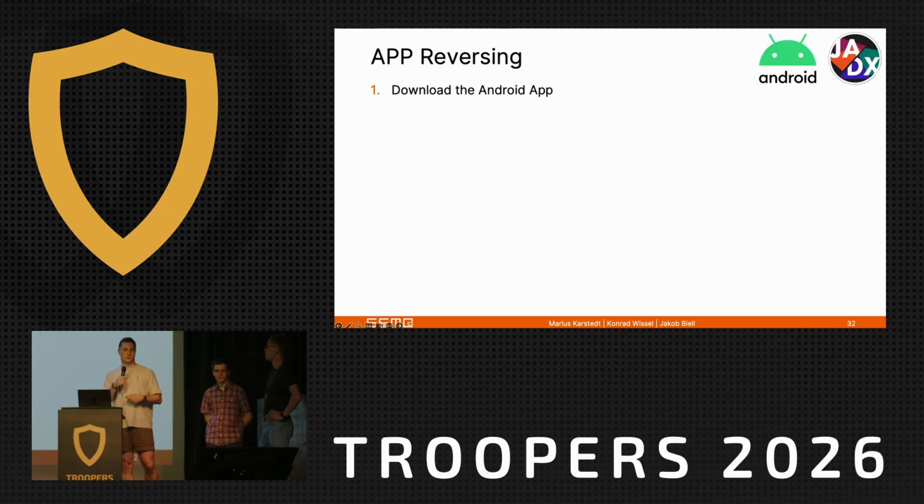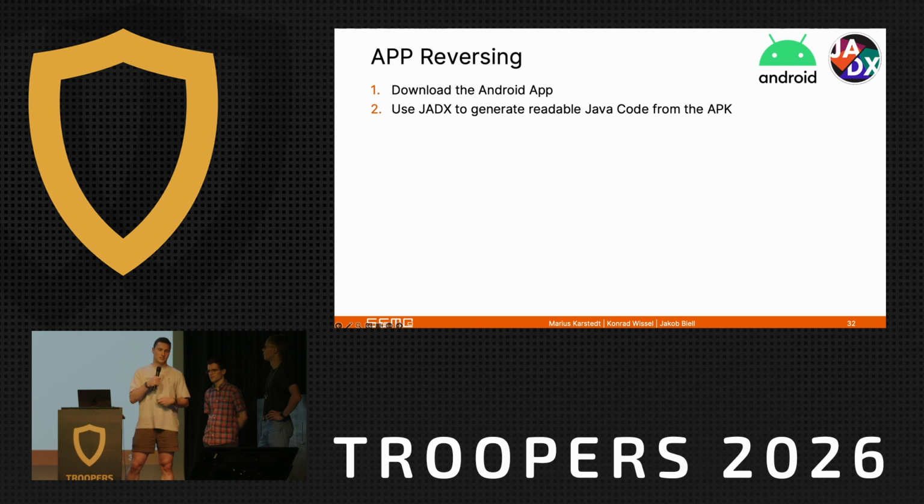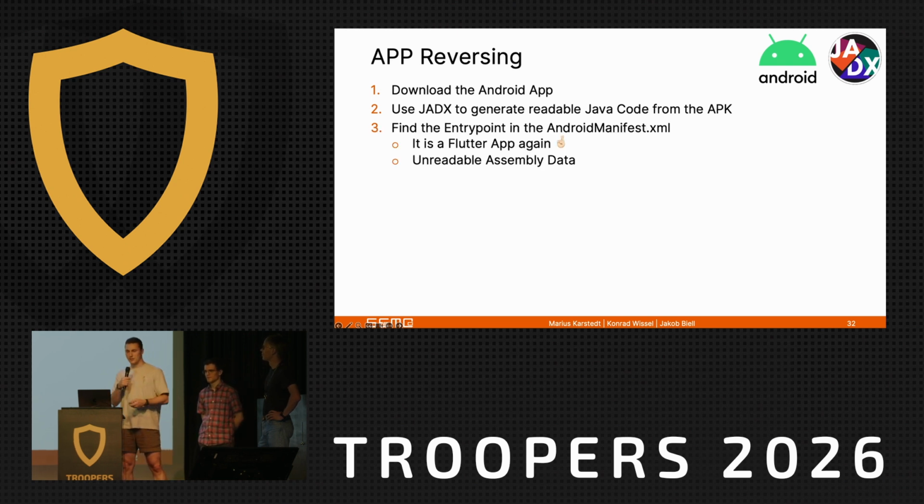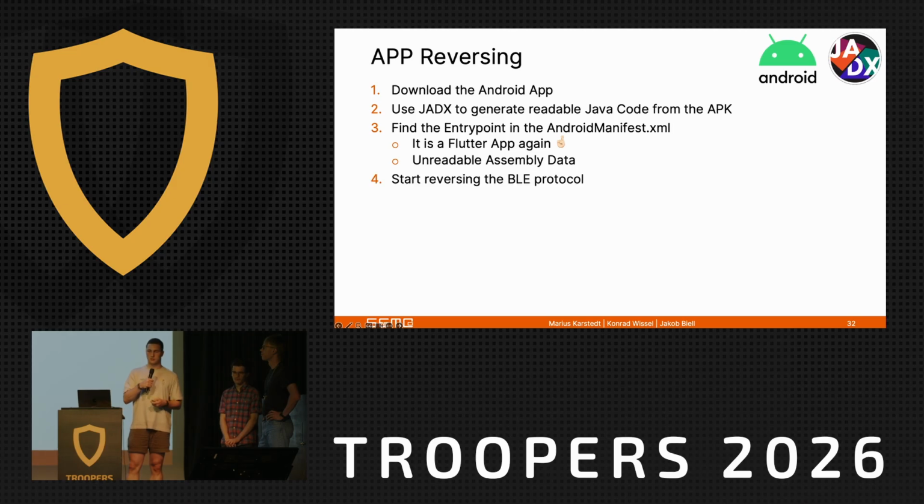Then of course we started again with the Android application, JADX, found the entry point, still Flutter, so unreadable data. The only issue here was we now had to reverse this Flutter library, because the Bluetooth communication and the REST API communication were both in this Flutter library, so we had to start with that. So let's go for it.